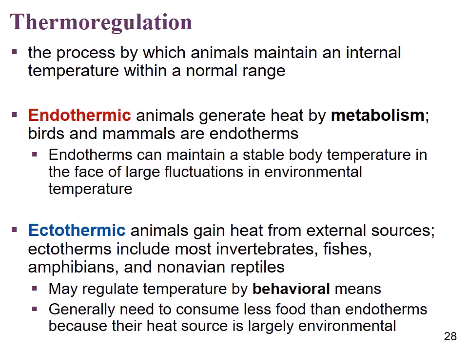Ectothermic animals gain heat from external sources, and ectotherms would include things like most invertebrates and fishes and amphibians, and then non-avian reptiles, which would be a regular reptile, not a bird. Oftentimes, ectotherms regulate their temperature by behavioral means, and generally they do not consume as much food as endotherms because their heat sources are largely environmental.